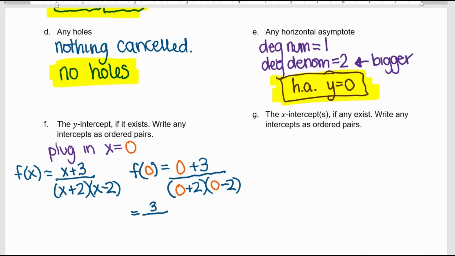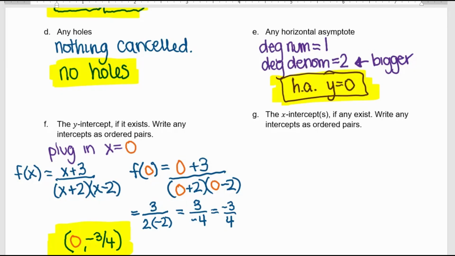If I'm simplifying, 0 plus 3 gets me 3. In the bottom, 0 plus 2 is 2. 0 minus 2 is negative 2. And I get 3 all over negative 4, or negative 3/4. My ordered pair then would be the 0 we plugged in for x, and we got out negative 3/4 for y. Remember, your y-intercept is always in the form 0, comma, some number.